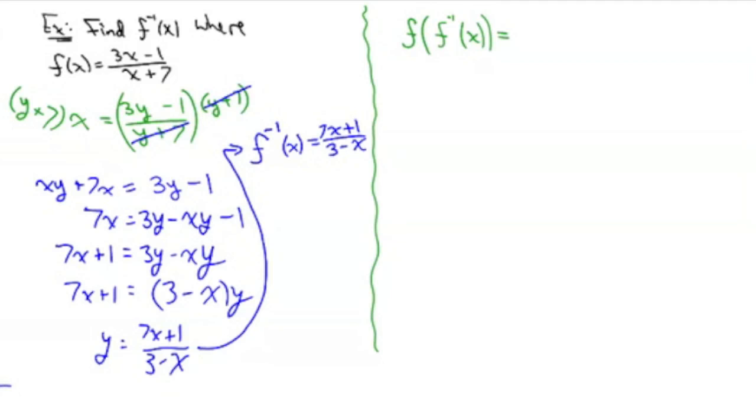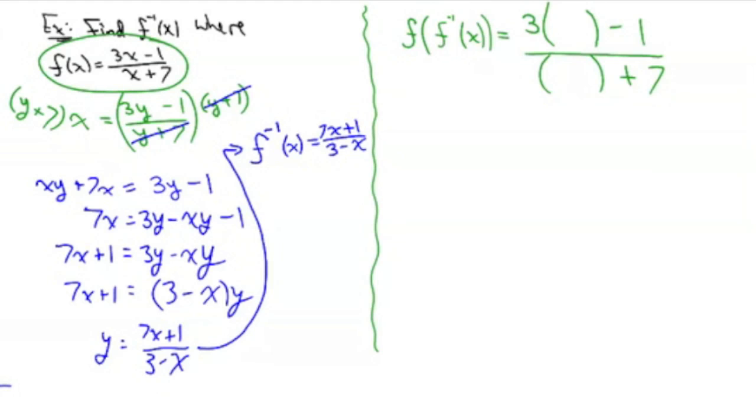X. It's just x. The x is going to go away, and the x is left over. But I'm going to do it the long way. So the function on the outside is f, and f looks like 3 times something minus 1 over something plus 7. That's the original f of x function over here.